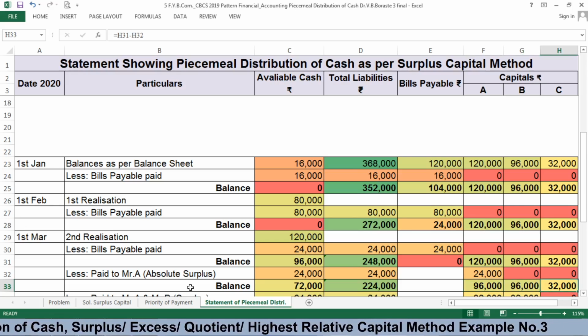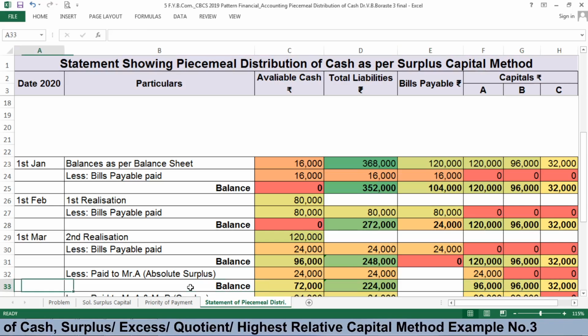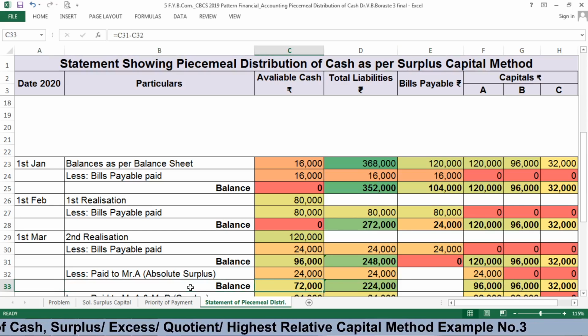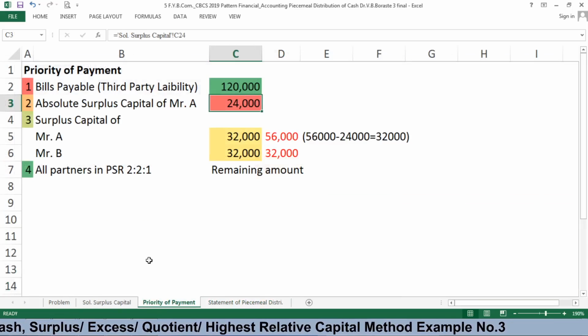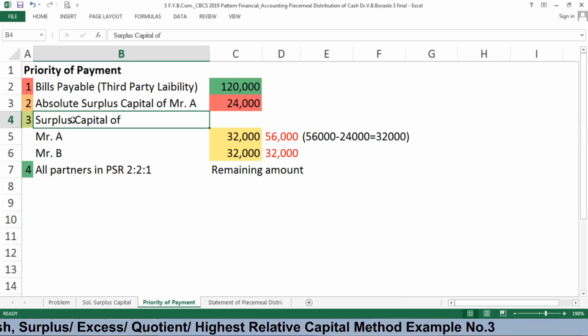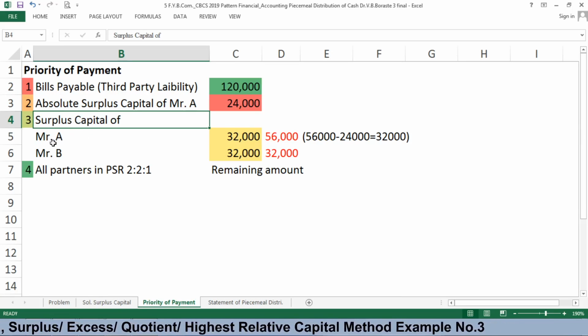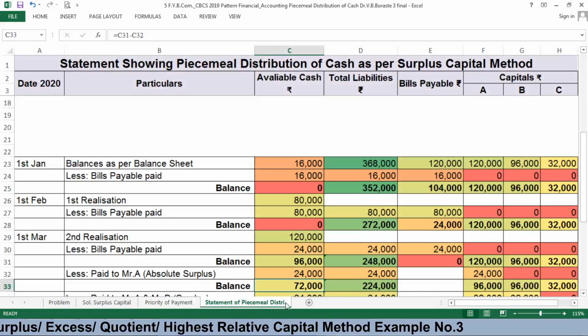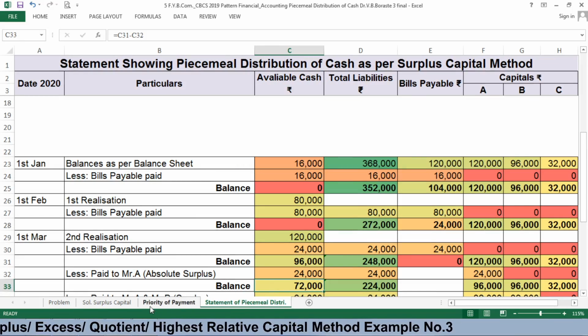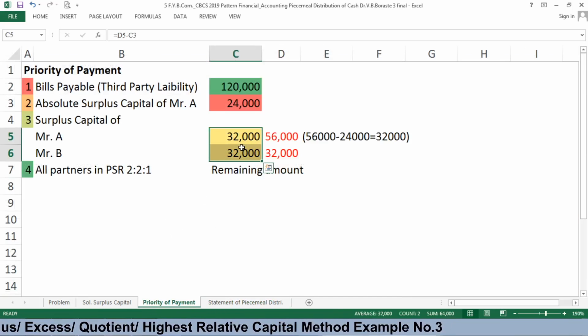Mr. B and Mr. C's amount will remain the same. After the payment of absolute surplus, we have 72,000. Now the next step, step number 3, is that we can pay surplus capital, that is Mr. A rupees 32,000 and Mr. B rupees 32,000. So we have an amount of rupees 72,000 and we have to pay 64,000.